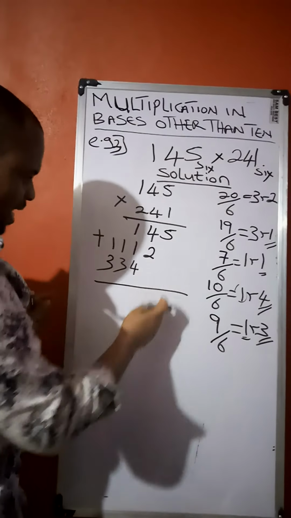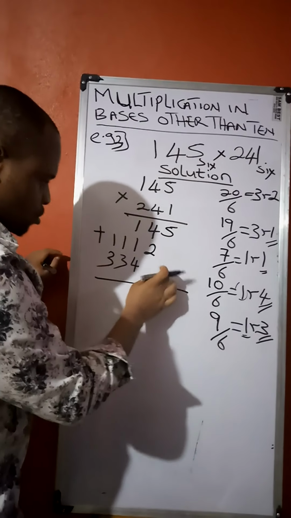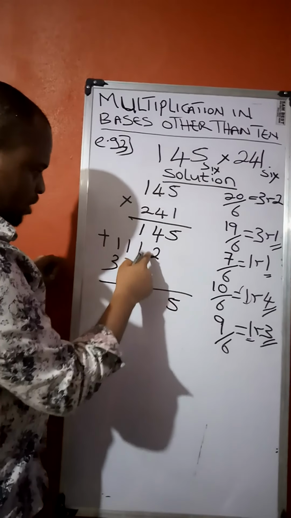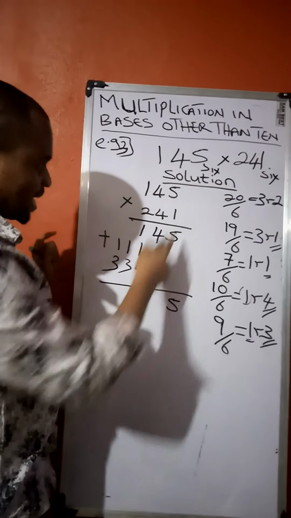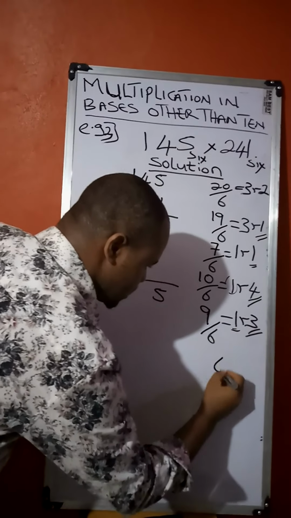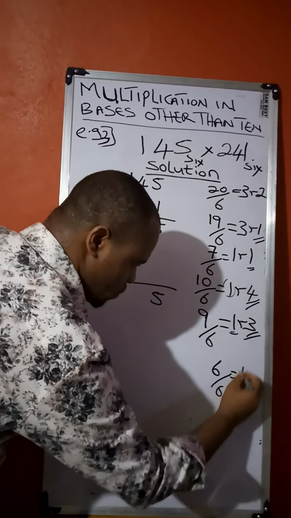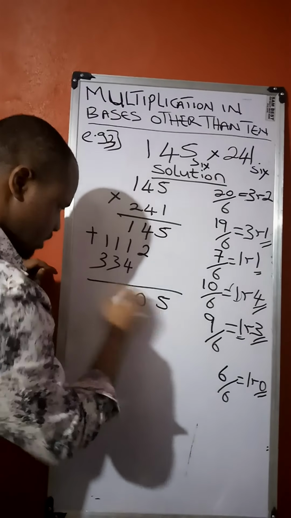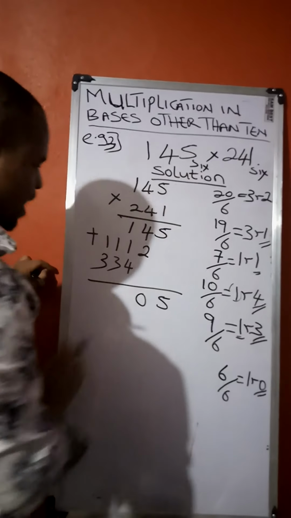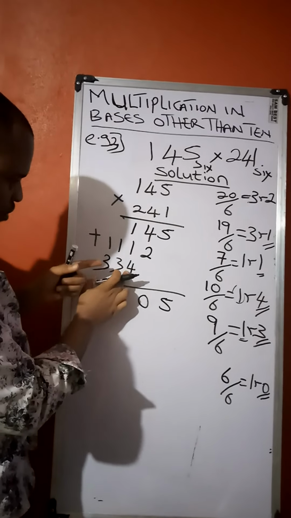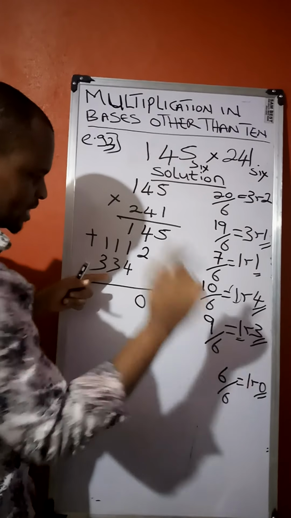The next thing to do is to add. So we're adding everything. This is assumed 0, 0. So I'll have 5. 4 plus 2, 6, plus 0 is 6. I can't have 6 in base 6. So I'll divide. 6 over 6 is 1 remainder 0. So I write my remainder 0 and carry 1. 1 plus 1, 2. 2 plus 4, 6, plus the 1 we carried, 7.